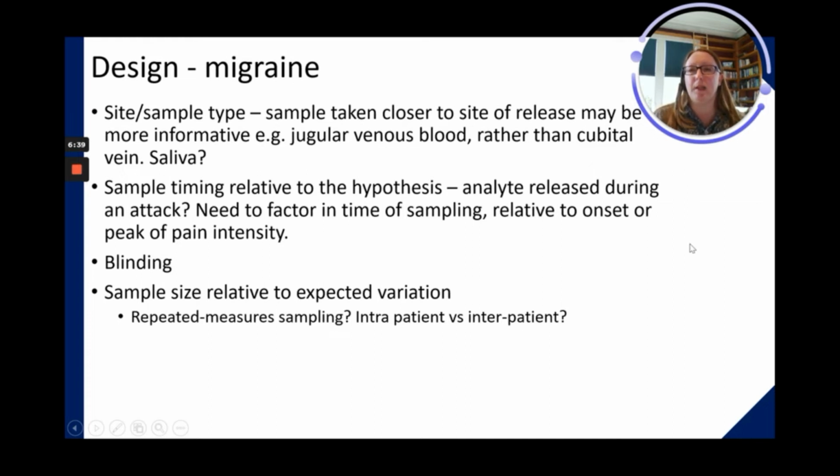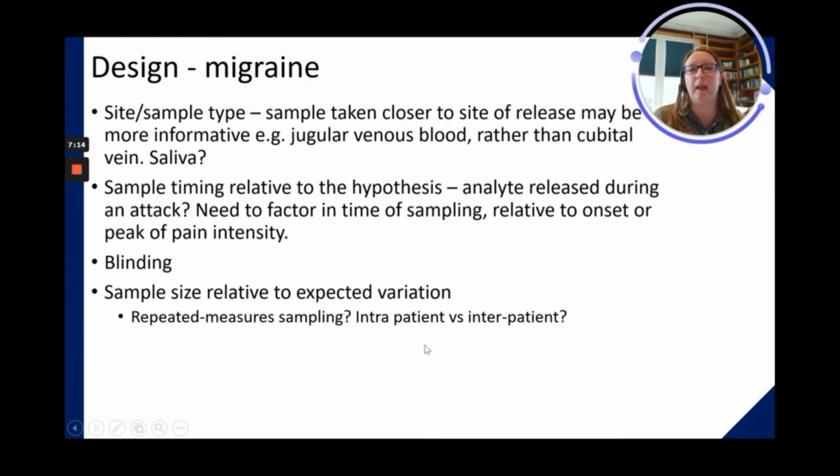You also have to bear in mind your sample timing relative to your hypothesis, given those clearance mechanisms I described. If you hypothesize that your substance, your analyte, is released during an attack, do you need to measure that sample at the peak of the attack? But practically speaking, that may not always be possible, so you have to weigh these things up in terms of your particular study. There's blinding to bear in mind always, and then the sample size relative to the expected variation.